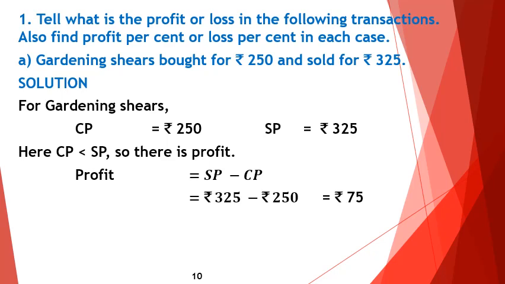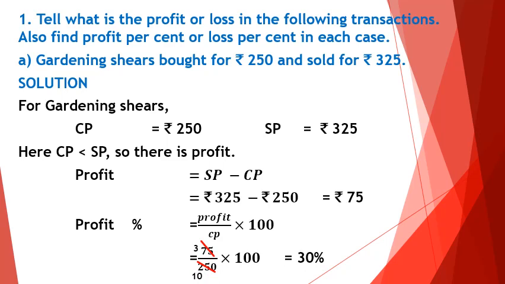Our question, profit percent or loss percent. So here we can find the profit percent. Do you remember the formula? Yes. Profit upon CP multiplied by 100. What is the profit here? 75. So 75 upon what is our CP? 250 multiplied by 100. You can cancel 250 and 75, you can cancel it with a 25.